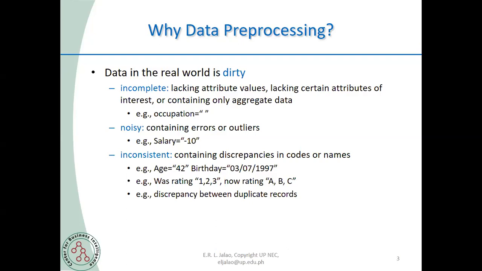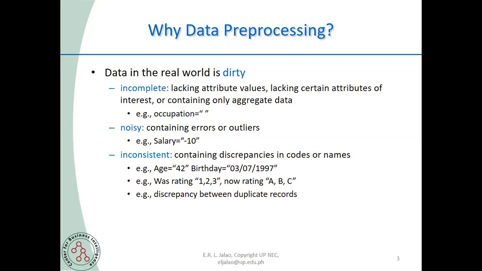So incomplete, there are lacking attribute values, lacking certain attributes of interest, or containing only aggregate data. Say for example, the occupation. There is a field in our database about occupation, and then it is null, or it is incomplete. The occupation of a record has no value, for example housekeeping, there is no value for that specific field.